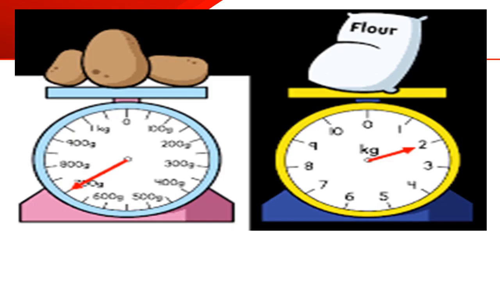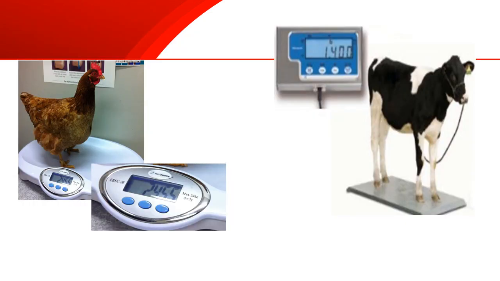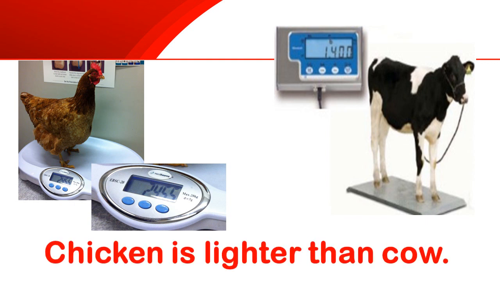Compare the weight of these potatoes to flour. Potatoes weigh 700 grams while flour weighs 2 kilograms, correct. So, flour is heavier than potato, correct. Next, how about the weight of this chicken compared to cow? Correct. Chicken is lighter than cow.